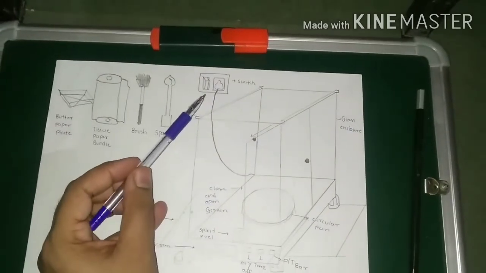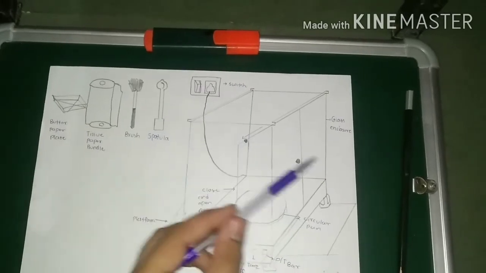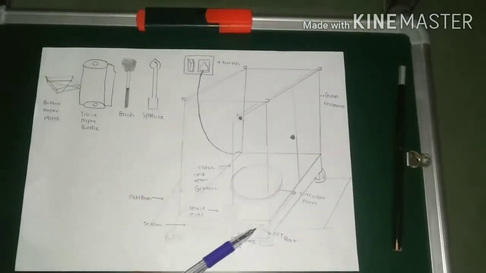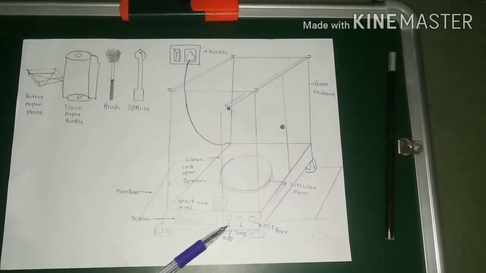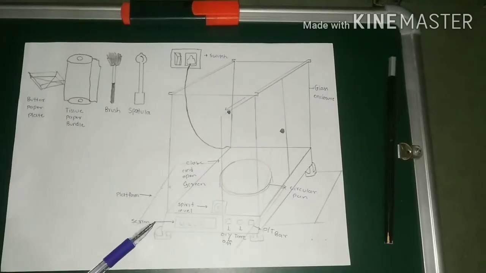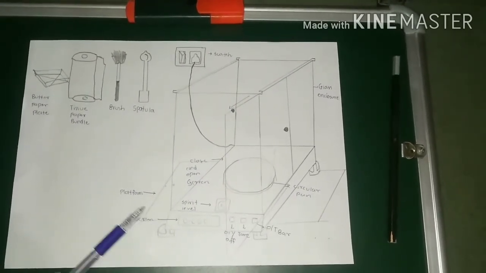Now we can see the construction of this weighing balance. This is the switch. This is the glass enclosure. This is the circular pan. This is the tare bar switch. This is the tare facility button. This is the on and off button. This is the screen where it is shown whether the weighing is perfect or not.